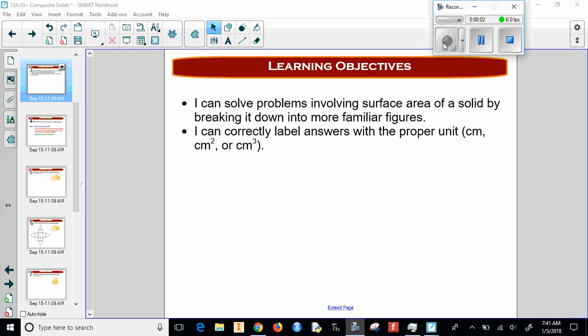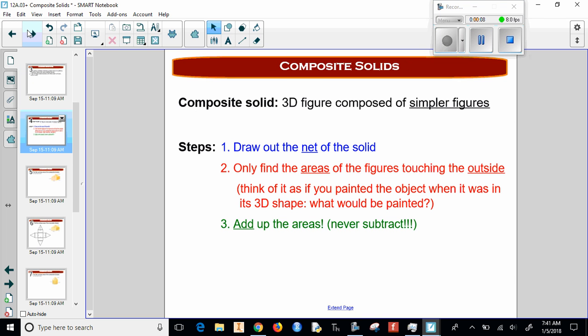Hello, today we are going to look at solving for the surface area of composite solids. A composite solid is just a 3D figure composed of simpler 3D figures. First thing you do is draw out the net of the solid, and then find only the areas that are touching the outside. And then we add up all the areas.